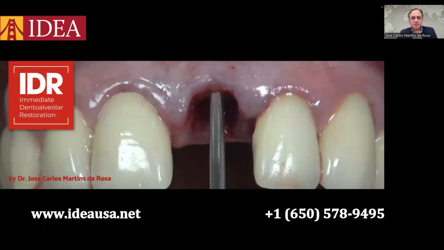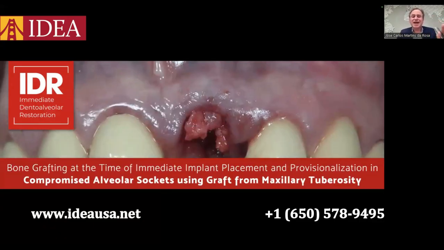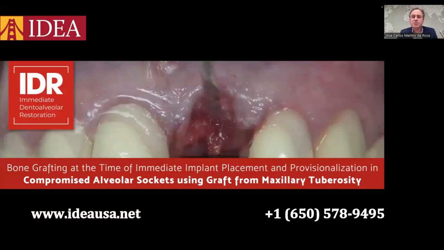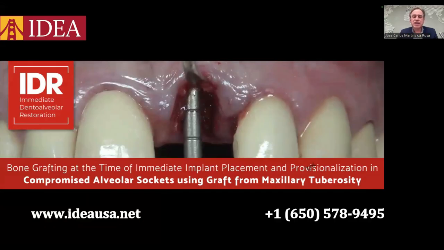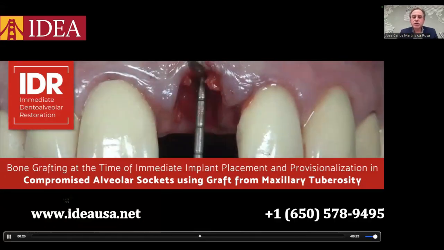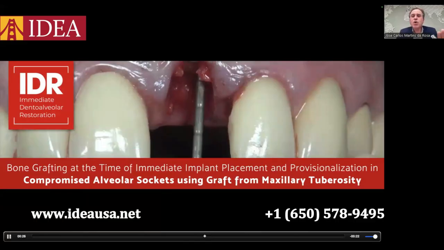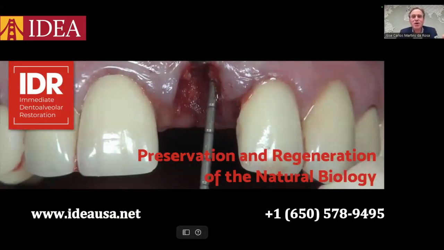So the concept of this technique is bone grafting at the time of immediate implant placement and provisionalization in compromised alveolar sockets using a graft harvested from the maxillary tuberosity. Our goal is the preservation and regeneration of the natural biology.